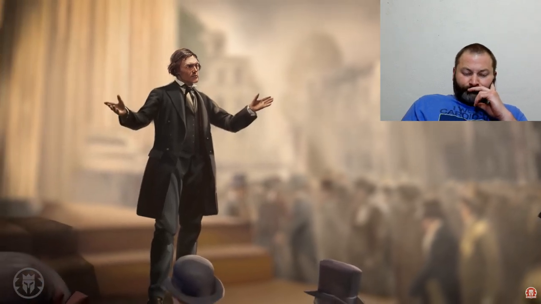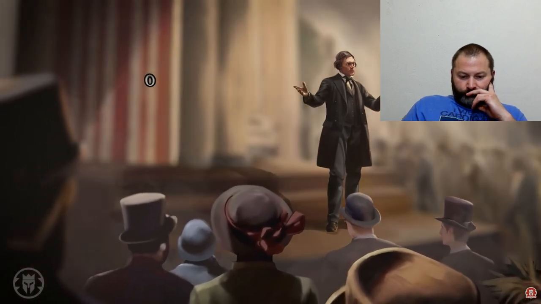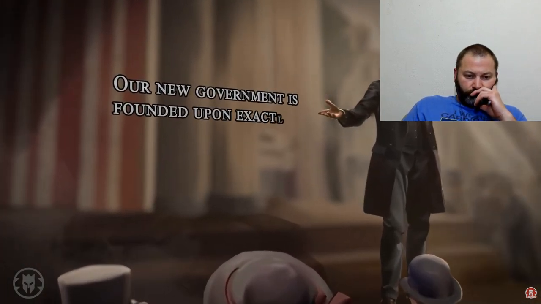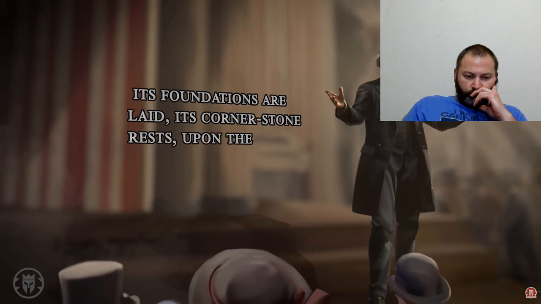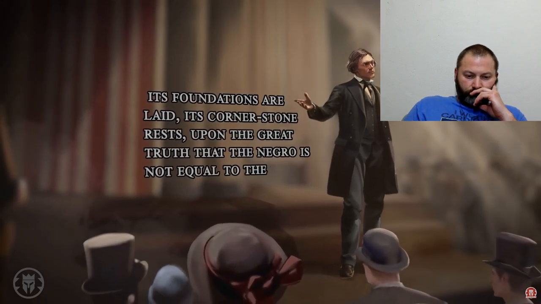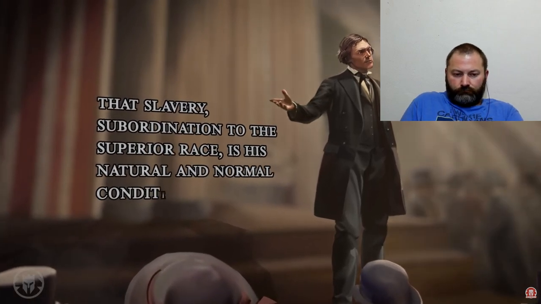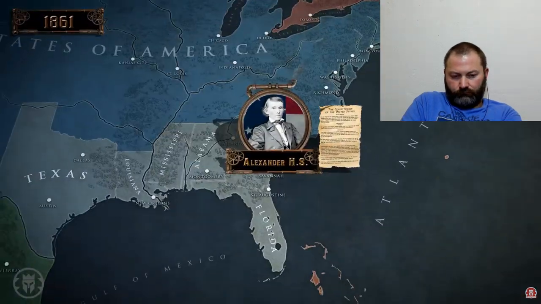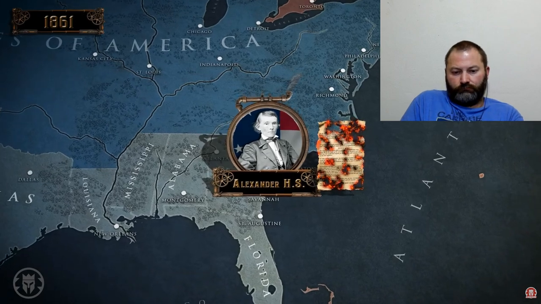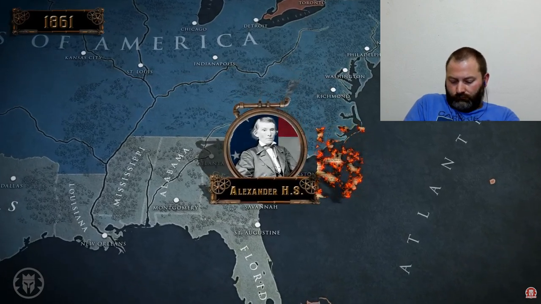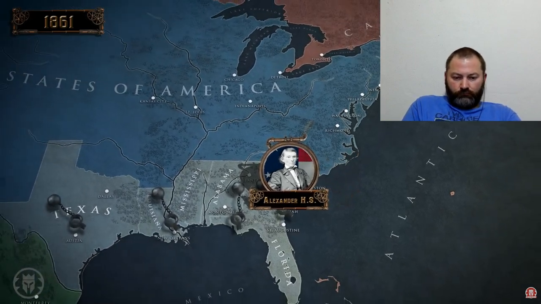He further asserted that contrary to the Declaration of Independence proclamation that all men are created equal, our new government is founded upon exactly the opposite idea. "Its foundations are laid, its cornerstone rests upon the great truth that the Negro is not equal to the white man, that slavery, subordination to the superior race, is his natural and normal condition." Throughout the speech, Stephens blatantly and unequivocally rejects all American founding principles which could threaten the institution of slavery. He made no effort to hide the truth that the South was seceding to continue the enslavement of Africans.